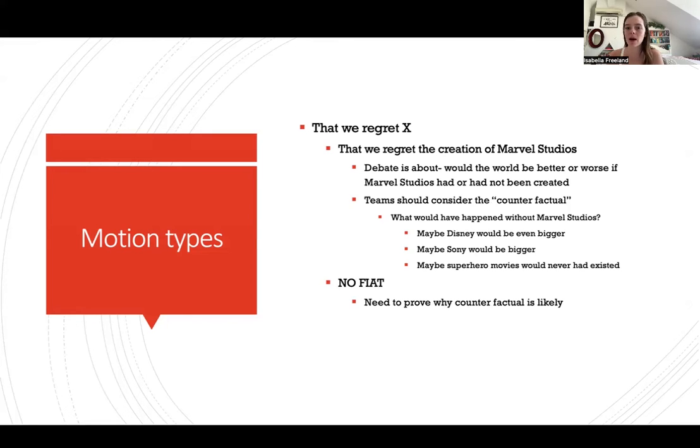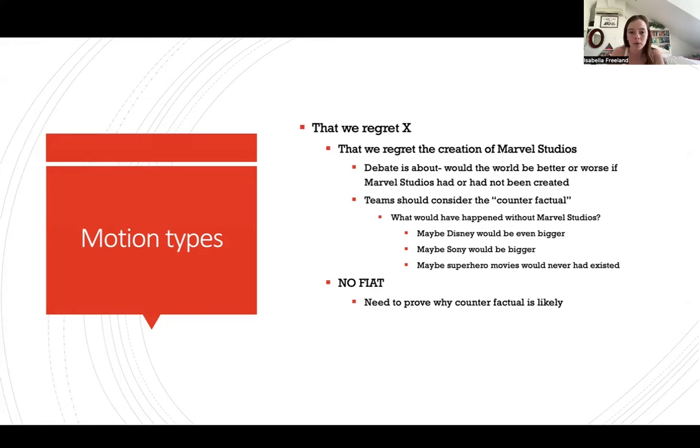What's important to think about, particularly on the affirmative, is what is the counterfactual? That's essentially thinking about, okay, what would have happened if Marvel Studios hadn't been created? So would Disney be bigger? Would Sony be bigger? The reason I'm telling you all of this as an adjudicator specifically is that an important thing to think about when you're judging the debate is, has the counterfactual been proven to be the likely option, and has it been proven that the counterfactual would be good or bad? So make sure that you hold teams to a relative burden of proof when they're giving their counterfactual. However, they don't have fiat, so they need to prove why that counterfactual is likely.